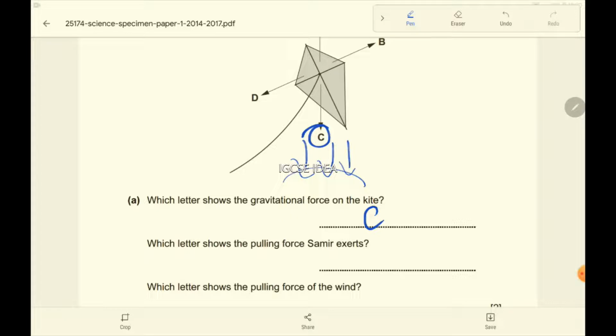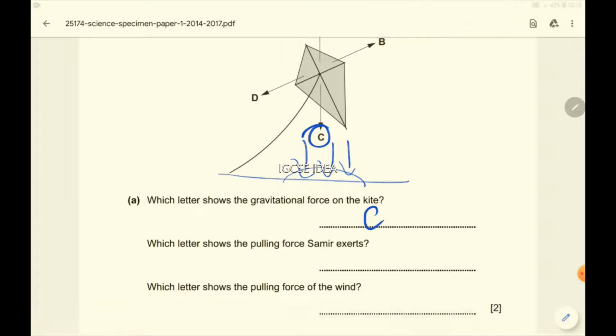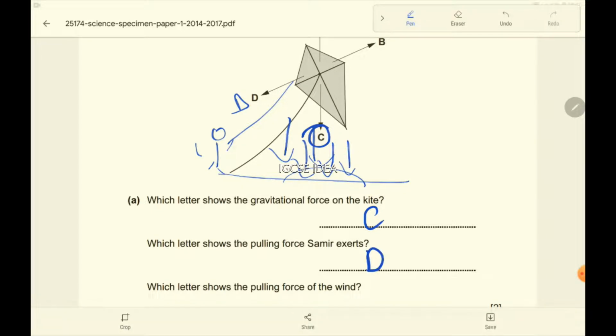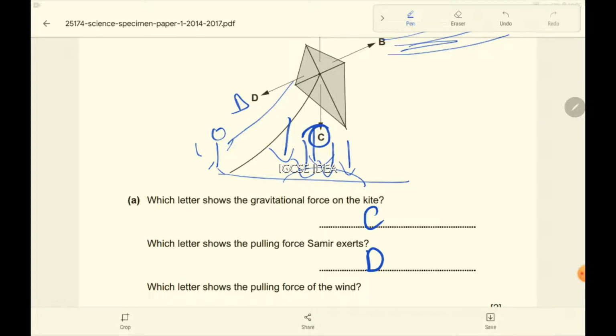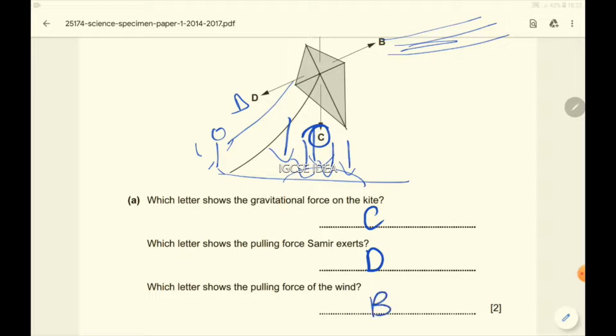Which letter shows the pulling force Samir exerts? Now, the floor is here, gravity is over here, Samir is over here, and he's pulling it from D. So, it's letter D. Which letter shows the pulling force of the wind? Now, the wind is over here pulling the kite. So, it's letter B.